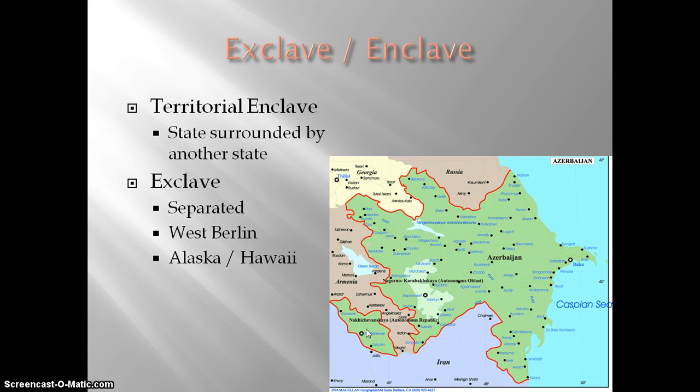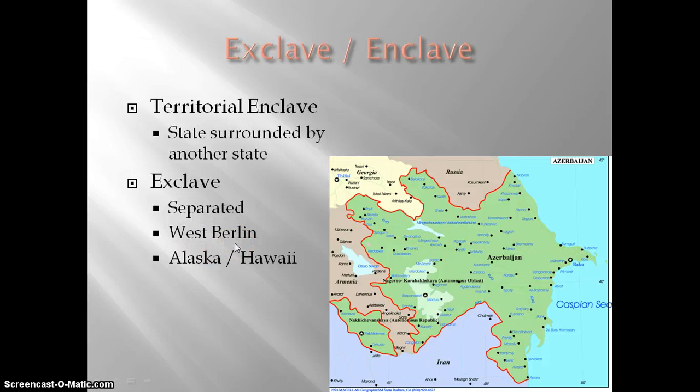The other type of situation we have is what's called the exclave. And the exclave is a part of a state that is separated from the main body of the state. So if you remember, we talked about fragmented states. Fragmented states are going to have exclaves because they're separated from the main body. Again, this piece of territory is considered an exclave of Azerbaijan.